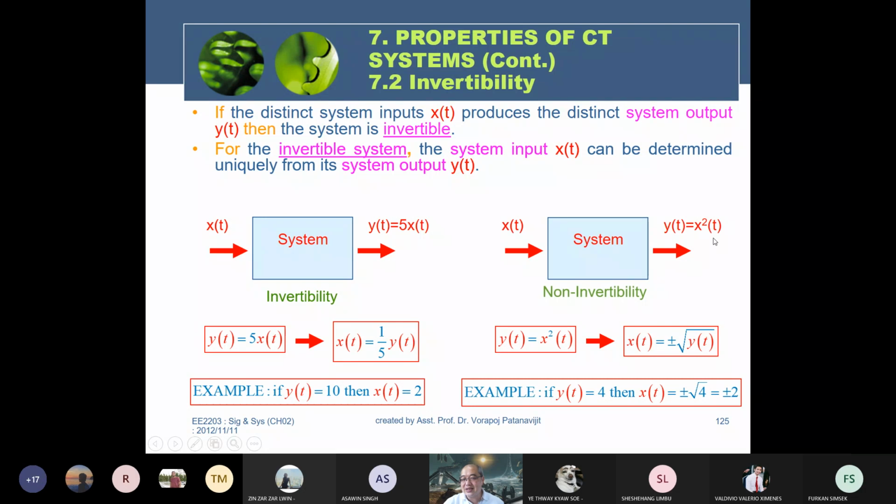Now in another case, y(t) equals x squared (t). You can see that when you write x in terms of y, you cannot write it clearly. For example, if two or more inputs generate the same output, then in this case you cannot invert it, because when you measure the output, you don't know what the real input is. For example, if the output equals 4, you don't know what the real input is. The input may be 2 or maybe minus 2. You don't know which. Therefore, in this case, it is non-invertible.